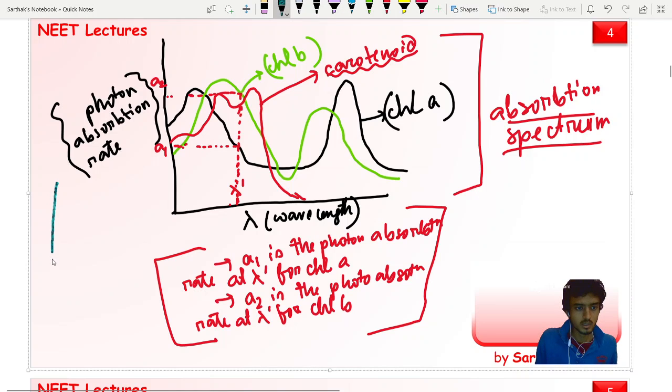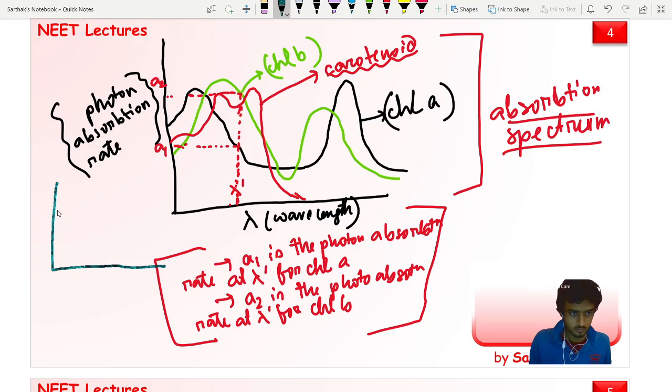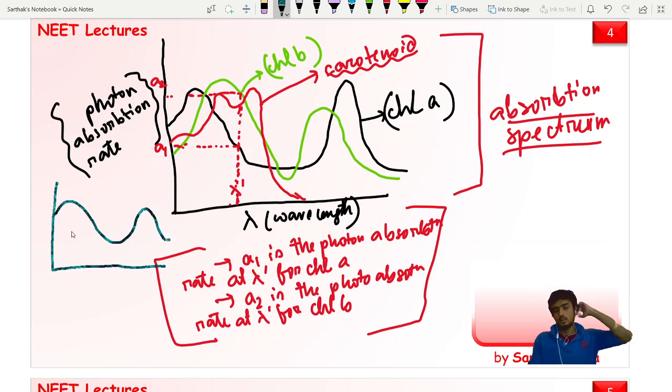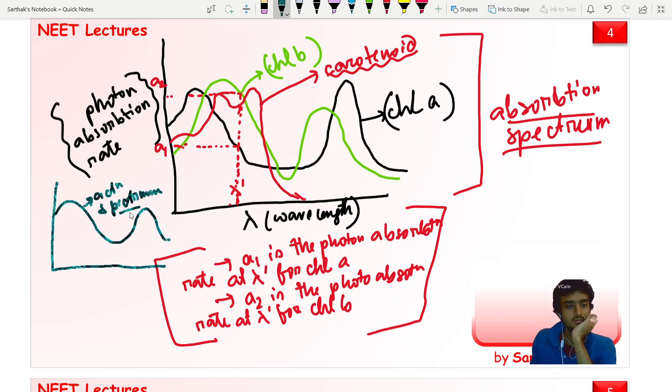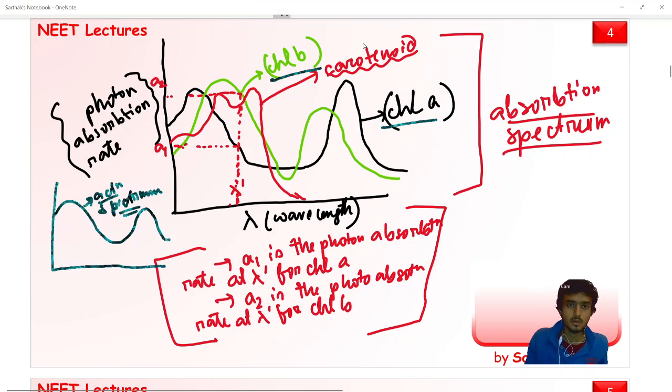This is the action spectrum here, which I have drawn in the previous slide. Just look at the action spectrum, this graph, and the graph of chlorophyll A and chlorophyll B. I am overlapping the action spectrum and the absorption spectrum of chlorophyll A and chlorophyll B.